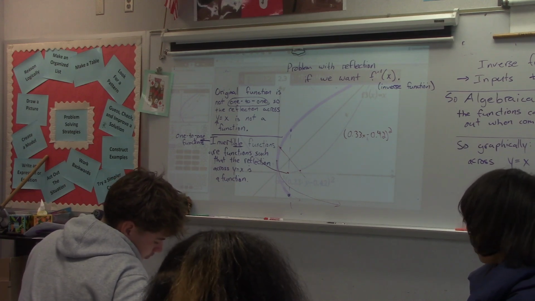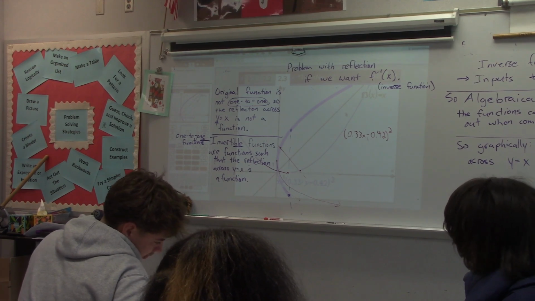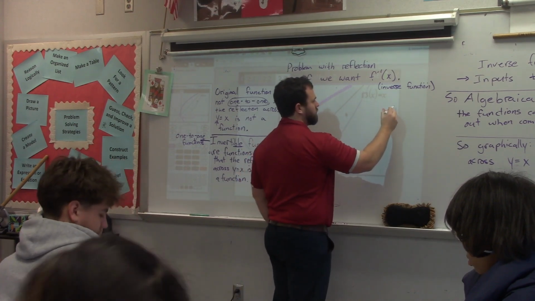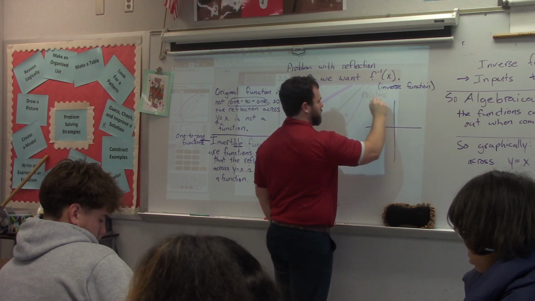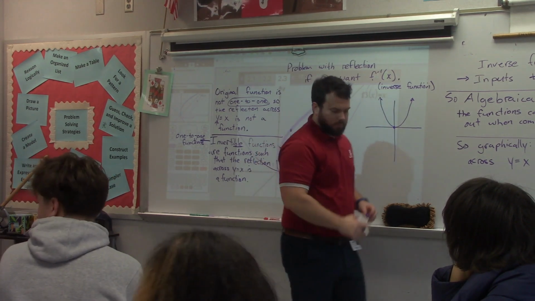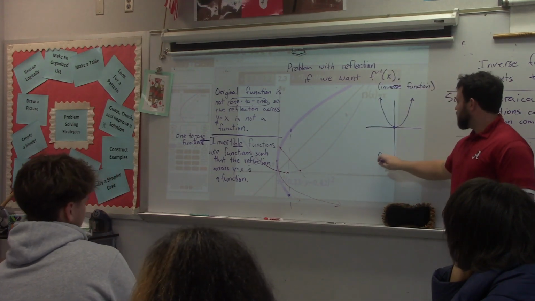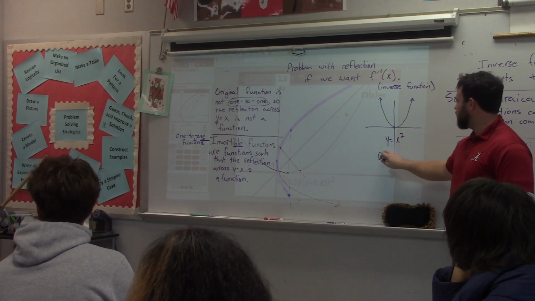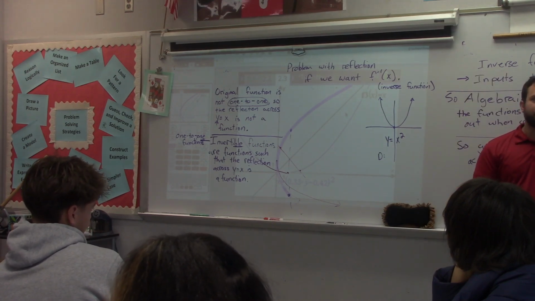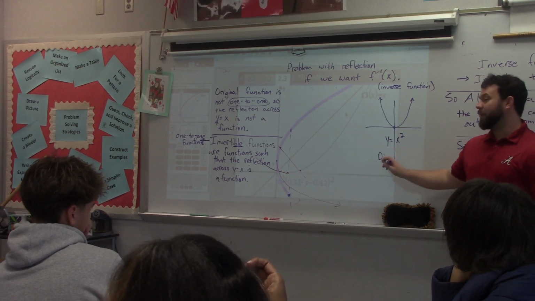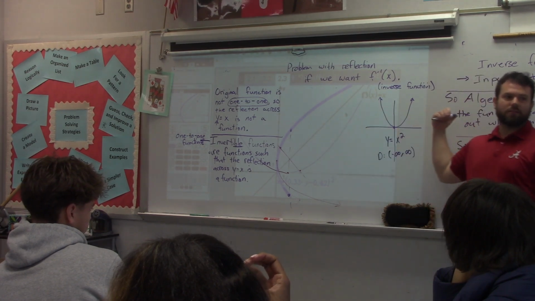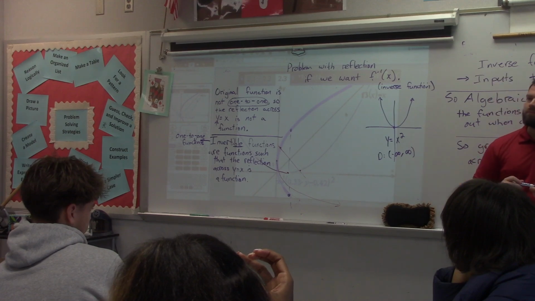Mr. Javi, if it's not one-to-one, is it impossible? Ooh, good question. So right here, y equals x squared. What's the domain of y equals x squared? It's negative infinity to positive infinity. Does it ever quit going left? No. Does it ever quit going right? No. Okay. Is that invertible?